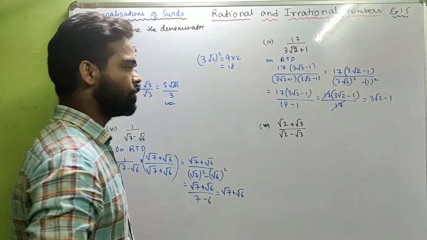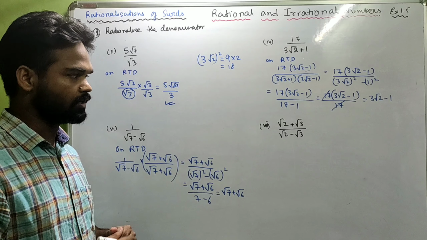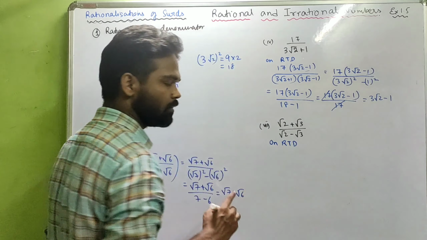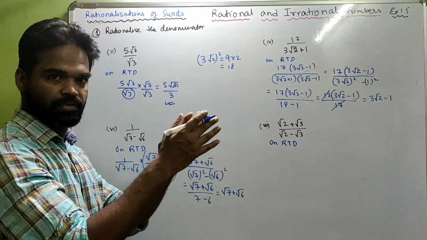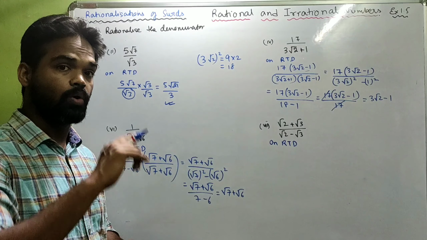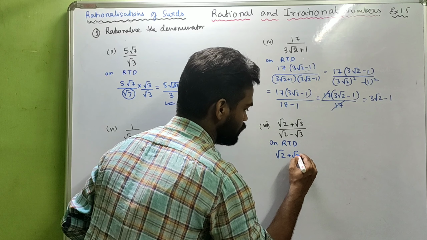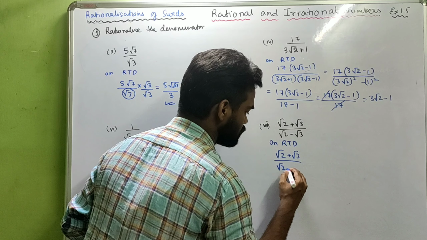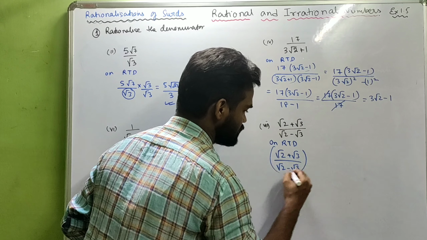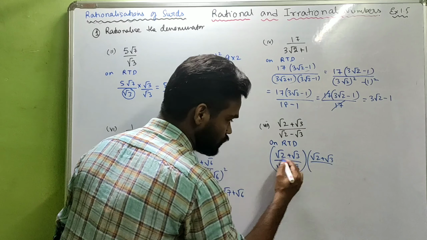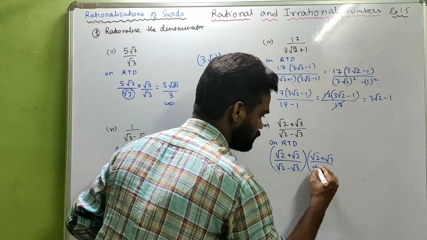Look at part 8. Interesting. Root 2 plus root 3 by root 2 minus root 3. On rationalizing the denominator, again we'll multiply the numerator and the denominator by root 2 plus root 3. So let's see what we are getting. Root 2 plus root 3. This is the original question. On rationalizing means I'll multiply by root 2 plus root 3. Remember the conjugate of the denominator.